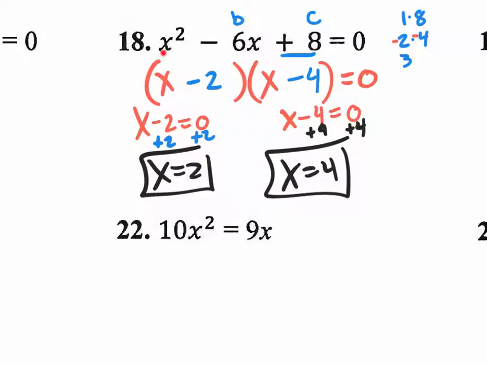If I were to have graphed this on a graphing calculator, this parabola that opens up would cross the x-axis at 2 and at 4. Anyway, you're going to have a couple of those.